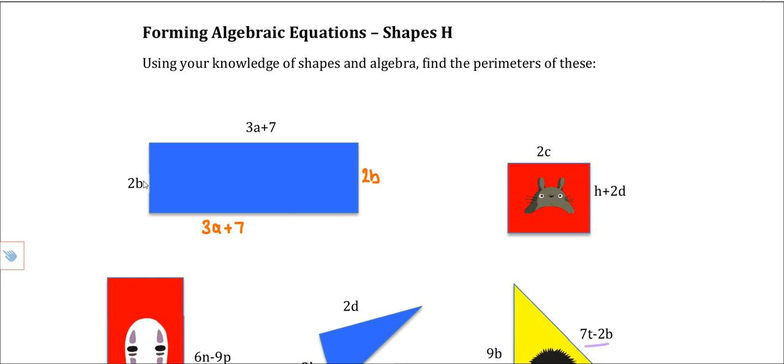So the perimeter would be 2b plus 2b, which would be 4b. 4b plus 3a plus 7, 6a plus 14. 6a plus 14. Good. And that's it.